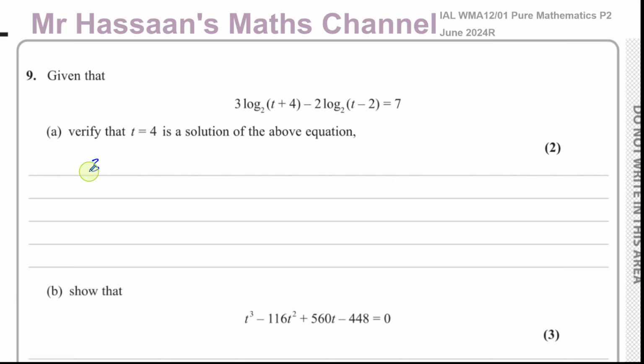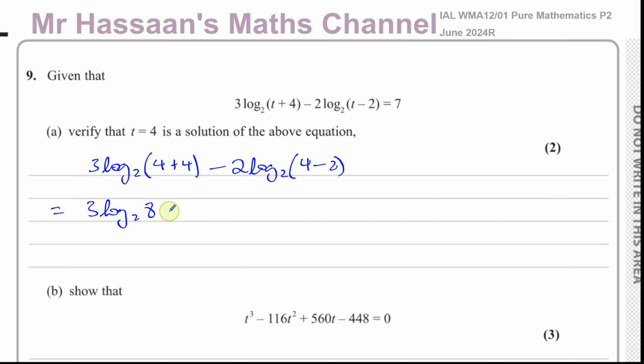So we have 3 times the log to the base 2 of 4 plus 4, minus 2 times log to the base 2 of 4 minus 2, is equal to, let's see what that gives us. It should give us 7. I'm going to show the steps for this. So 3 times log to the base 2 of 8 minus 2 times log to the base 2 of 2. Now log to the base 2 of 2 is 1. So this leaves you 3.